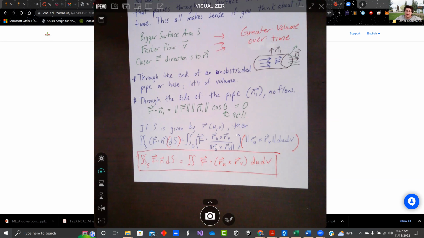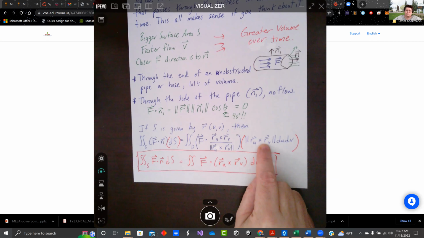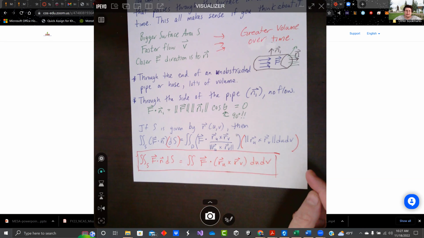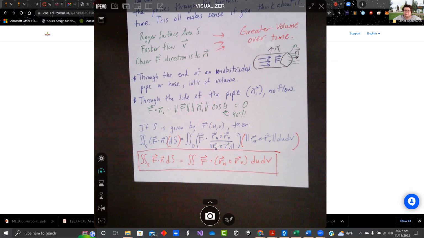So if S is given by R, we vectorize or parameterize it with U and V, then our F dot N dS switches over. We talked about N being R_U cross R_V divided by its magnitude. But then when we do the Jacobian for the switch over from dx dy to du dv, we got the magnitude of R_U cross R_V for the Jacobian, du dv. And so they kind of cancel out. Look at that. Boom, boom. And so F is dotted with the cross product of R_U and R_V, the partial derivative of R with respect to U and the partial derivative of R with respect to V.